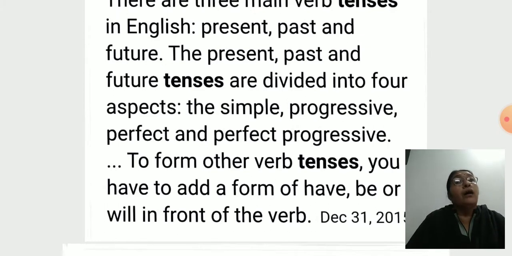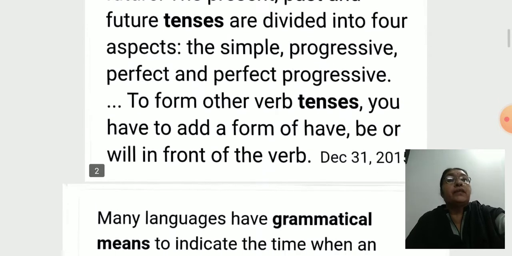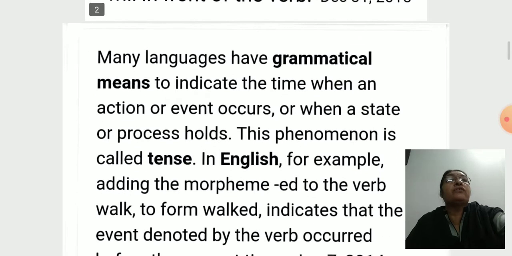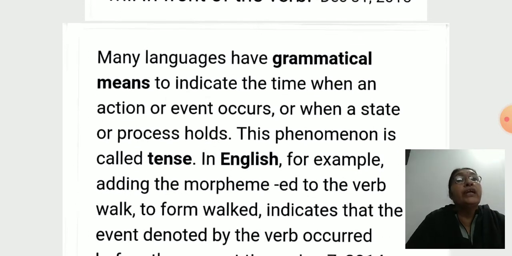To form other verb tenses, you have to add a form of have, be or will in front of the verb. Many languages have grammatical means to indicate the time when an action or event occurs or when a state or process holds. This phenomenon is called tense.